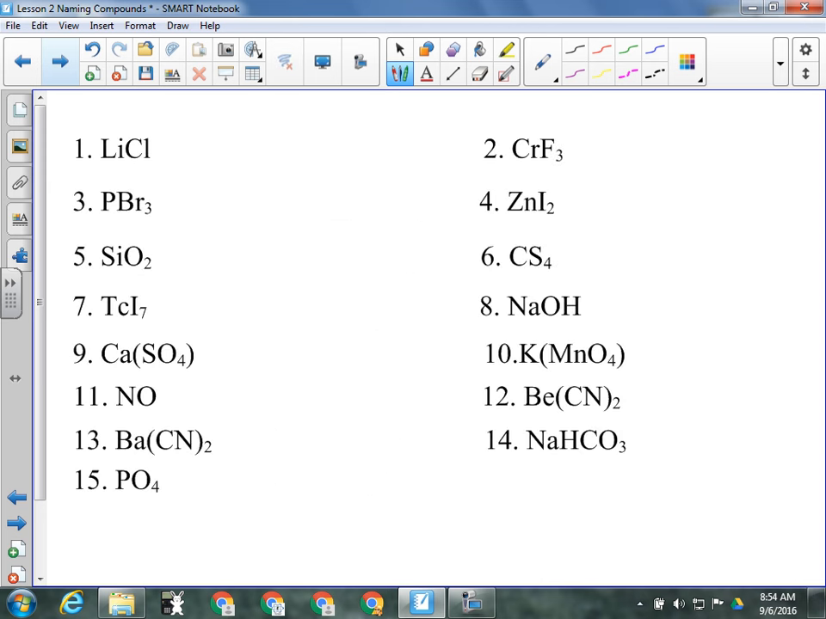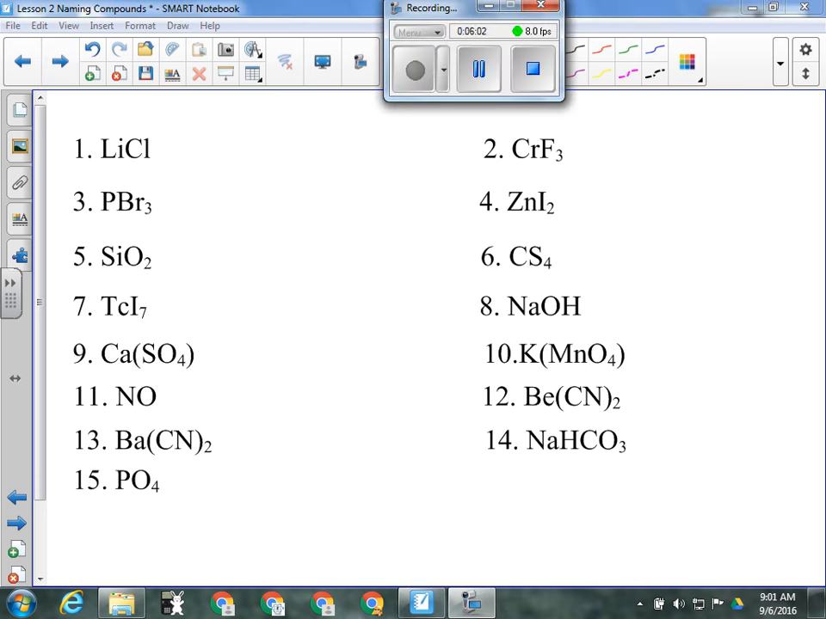So here's your list. This has some molecular, some ionic, some with polyatomic ions, some that need Roman numerals. I think there's only one that needs a Roman numeral in there. So give those a try, and then we'll go through them together. Number one, is it ionic or molecular? It's ionic. Lithium's a metal. So this stuff is just lithium chloride.